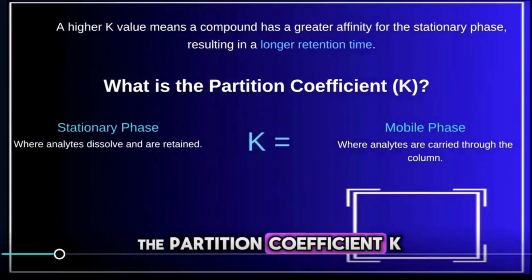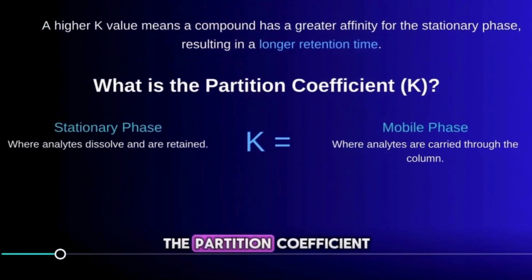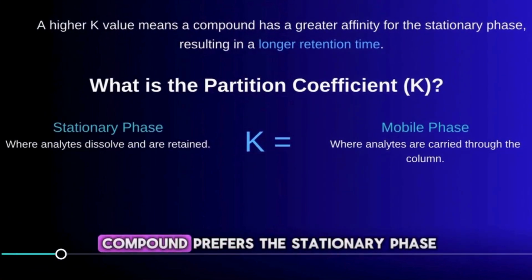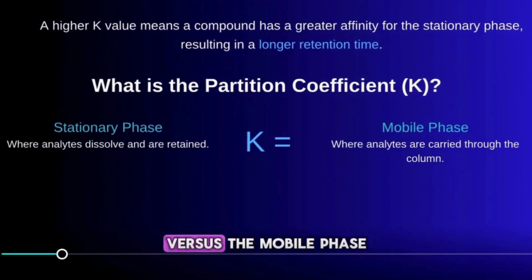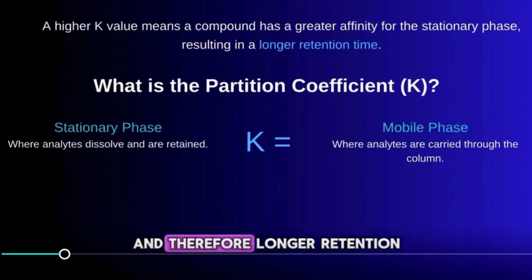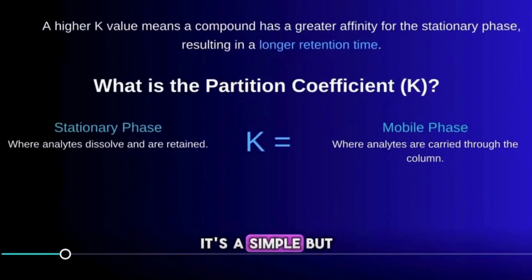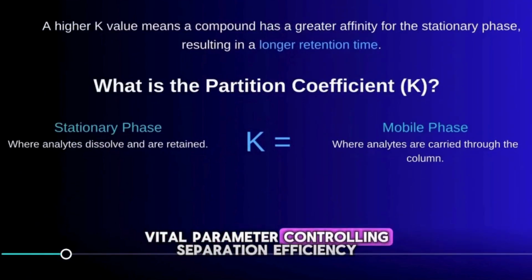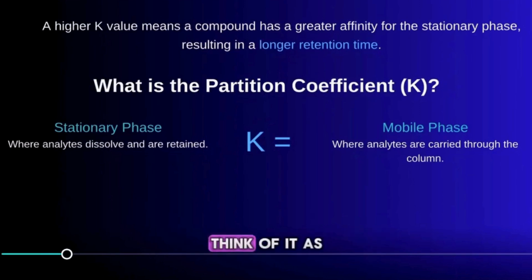What is the partition coefficient, K? The partition coefficient defines how much a compound prefers the stationary phase versus the mobile phase. A higher K means stronger attraction to the stationary phase and therefore longer retention. It's a simple but vital parameter controlling separation efficiency. Think of it as the stickiness factor, deciding who leaves the column first.